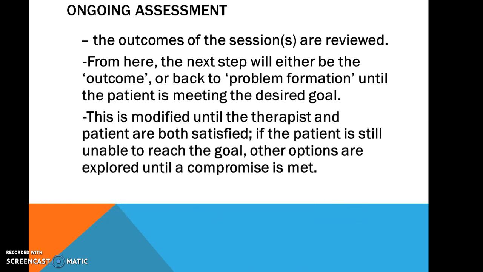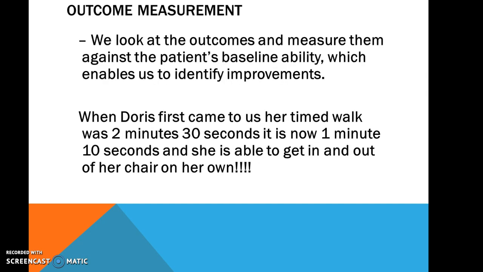So this is modified until the therapist and both, actually it should be the patient first and the therapist, are both satisfied. And if they're still unable to reach the goals, then look at other options or explore other more compensatory approaches. Then you do your outcome measures. So looking at outcome measures and measuring them against the baseline, which helps you identify improvements.